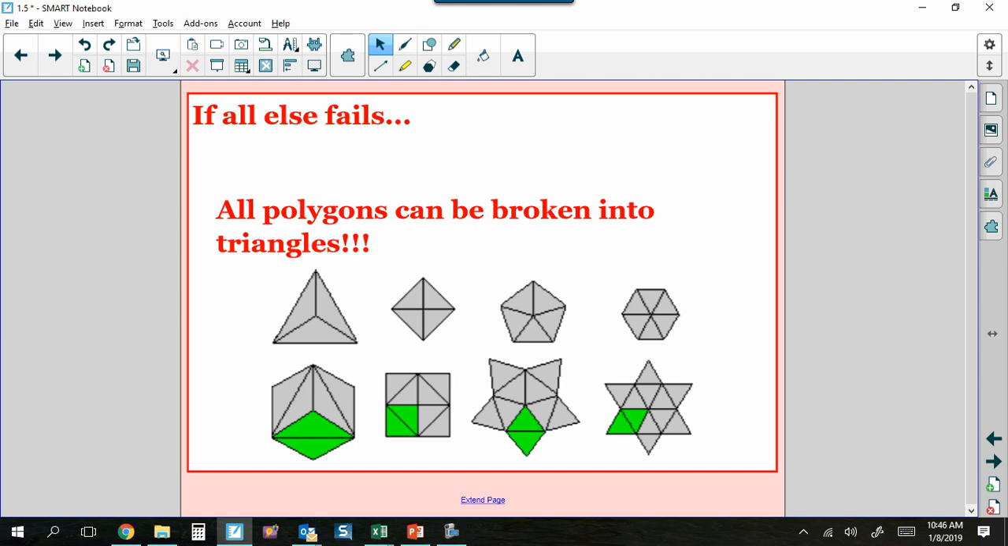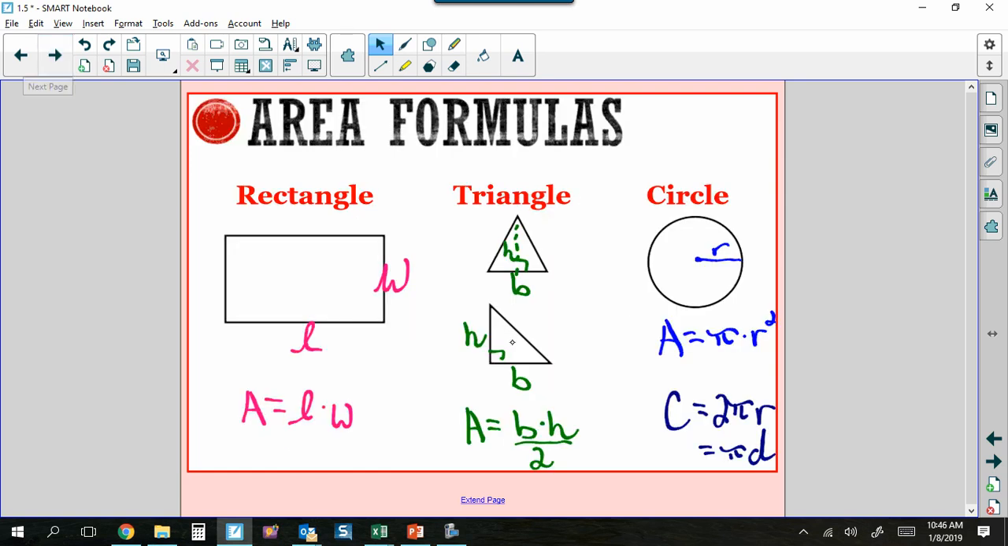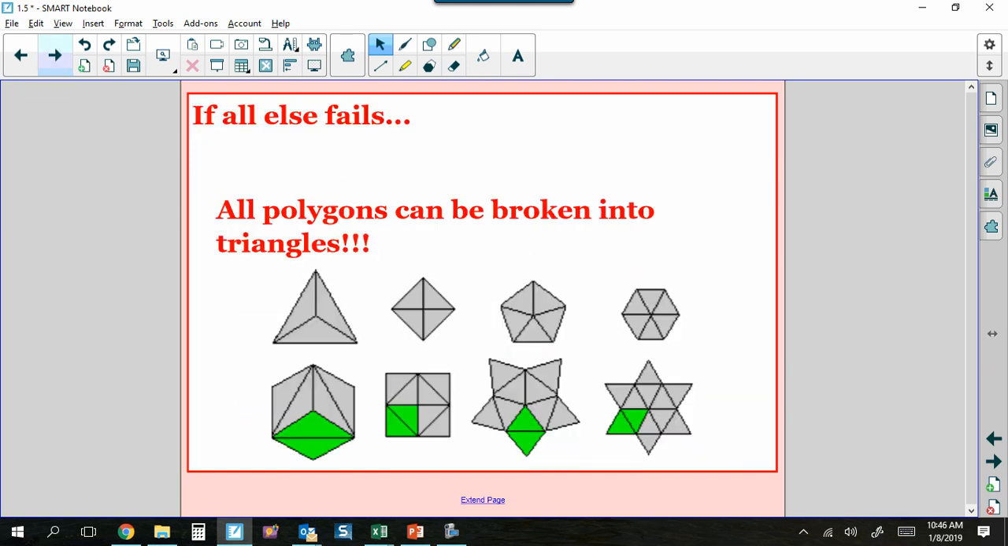You can say here I have a triangle broken up into triangles. Here I have a quadrilateral that is broken up into a bunch of triangles. A pentagon broken up into a bunch of triangles. And then right here a hexagon broken up into a bunch of triangles. I'm not going to give you another formula for other polygons, because you're just going to take any other shape that is not one of these and make it into a bunch of triangles, and you're going to find the area of those triangles, which is what I just went over on the previous screen.